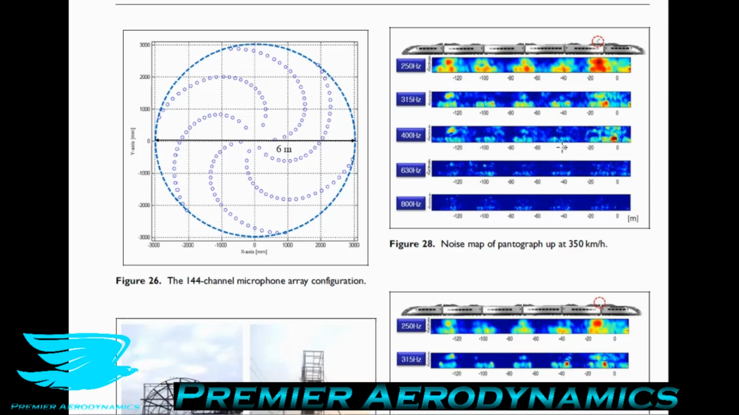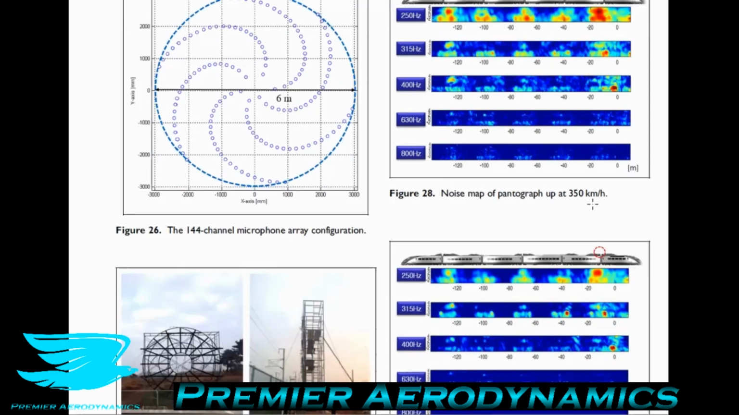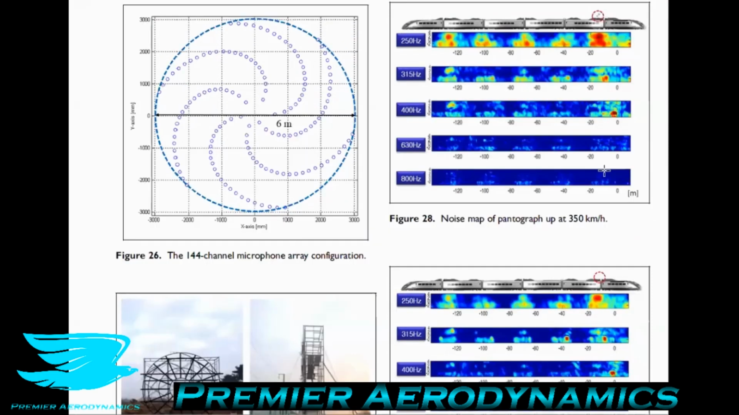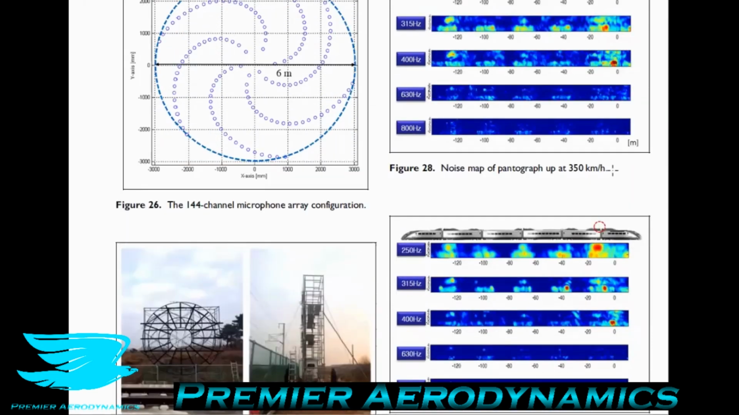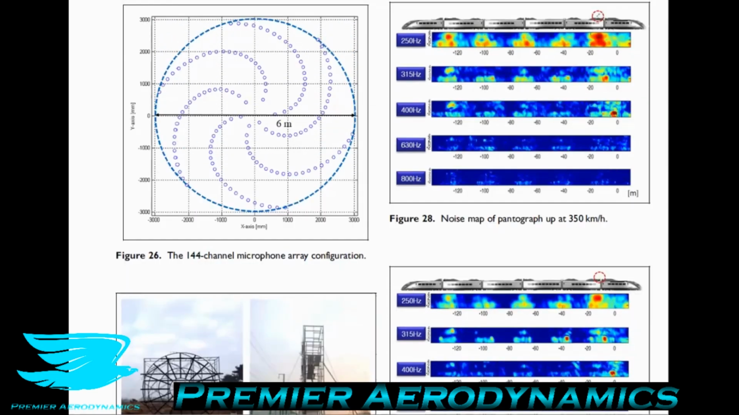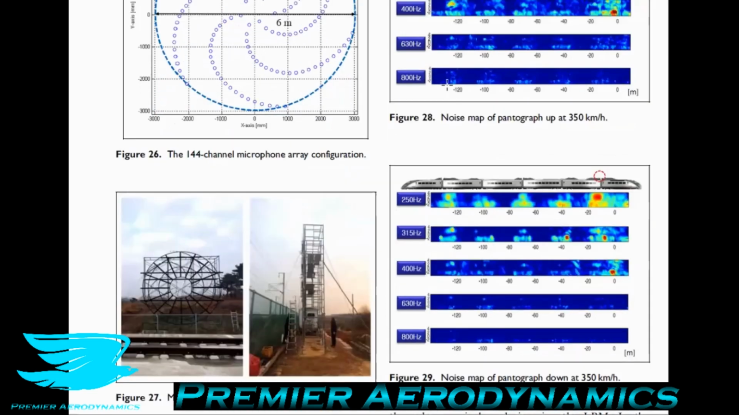In figure 29, the noise mapping results of the pantograph in the down mode at 350 kilometers per hour are shown. And we still see quite a lot of noise coming off at the low frequency range, but not nearly as much. So you can see that all those red high power regions are reduced. So the train is producing different frequencies and different noise compared to the pantograph itself.